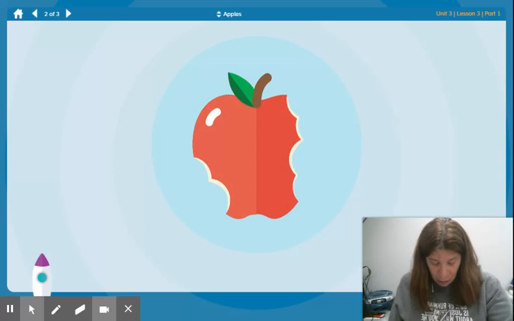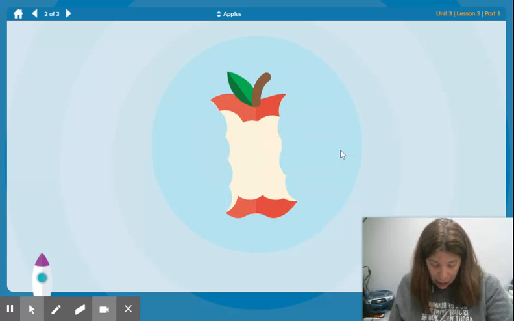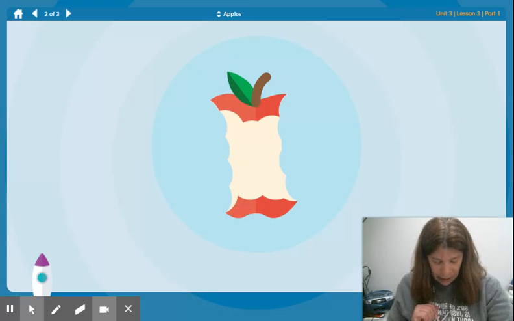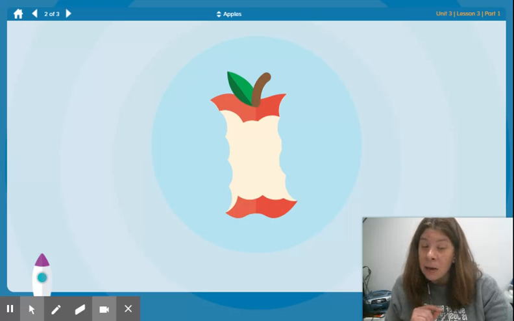At last, when I was finished eating the apple, all I had left was the core, or the inside of the apple. I looked for a trash can so I could throw the apple core away. Now, I am going to mix up those pictures and see if you can remember the correct order.